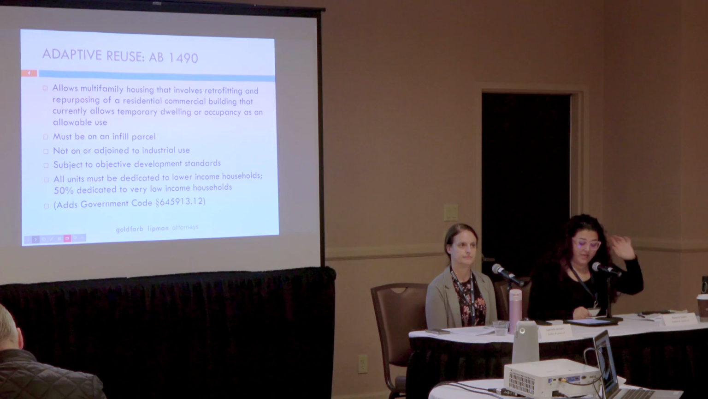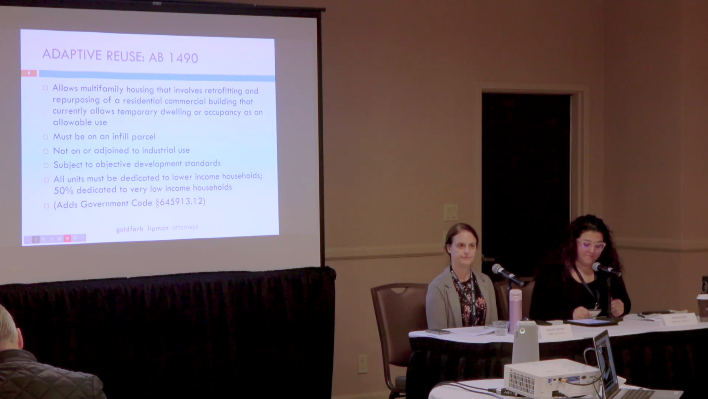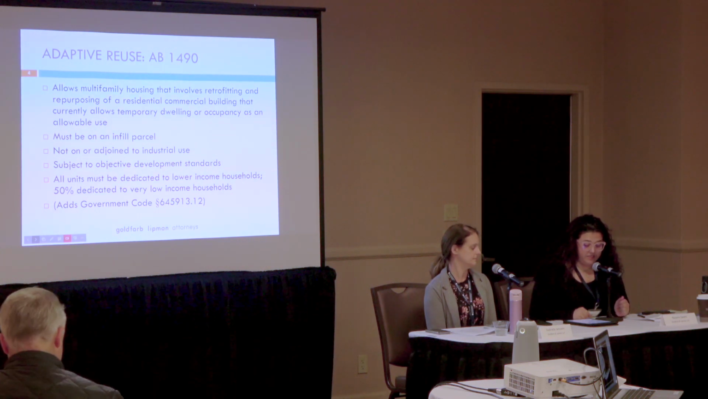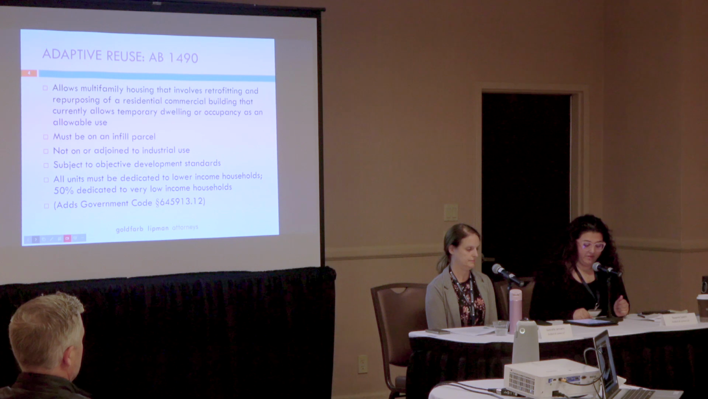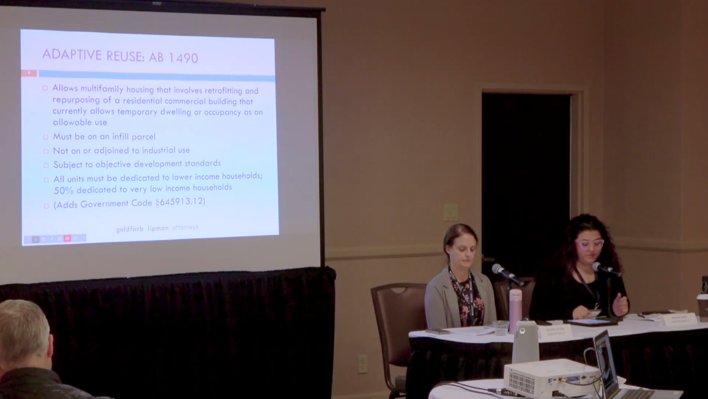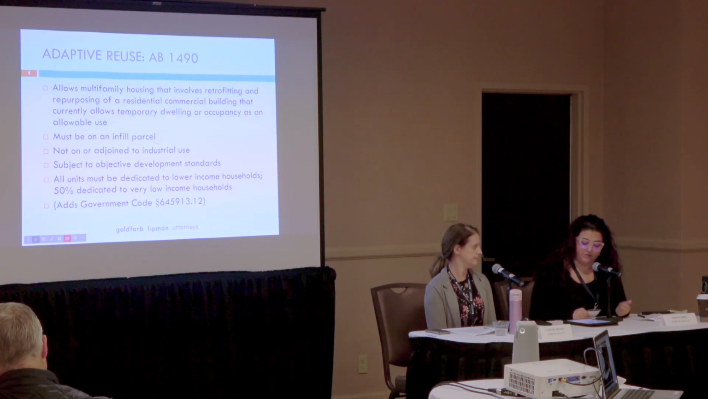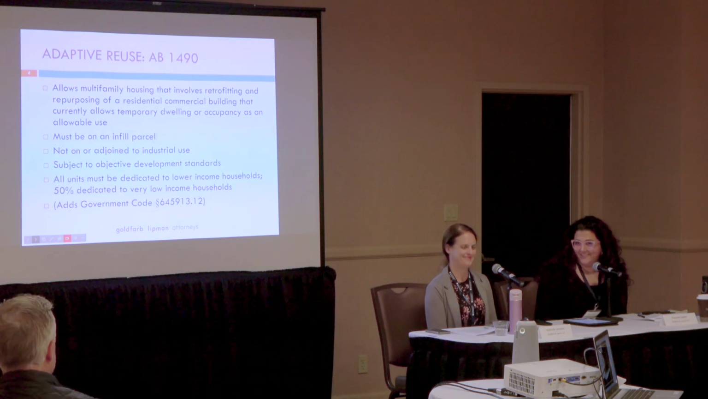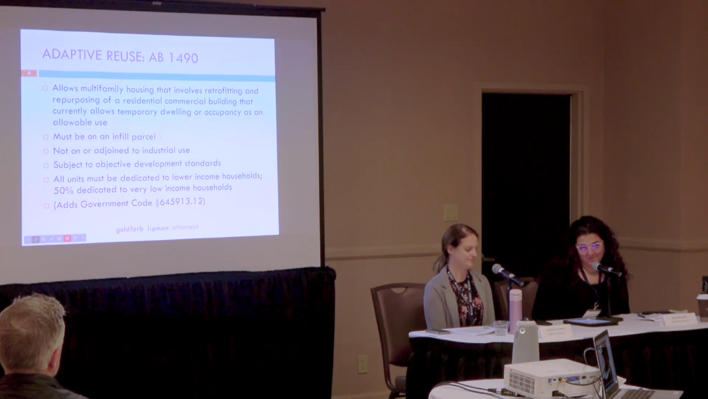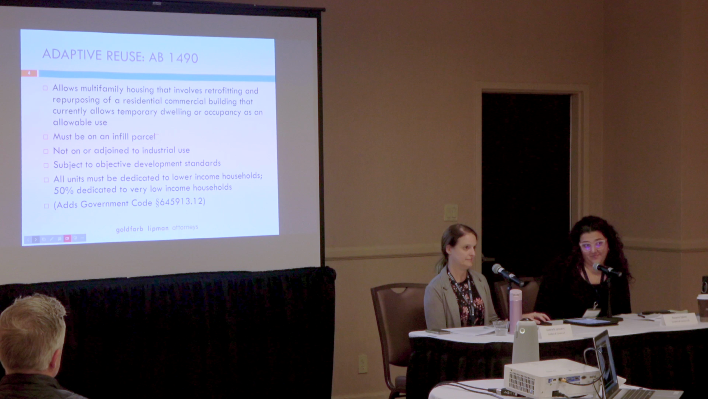And the jurisdiction can impose objective design review standards, subject to some exemptions, but can only deny the project if it adjoins an industrial site and they make a finding that it would have an adverse effect on public health and safety. So that was pretty straightforward. Any questions on this one before we move on?